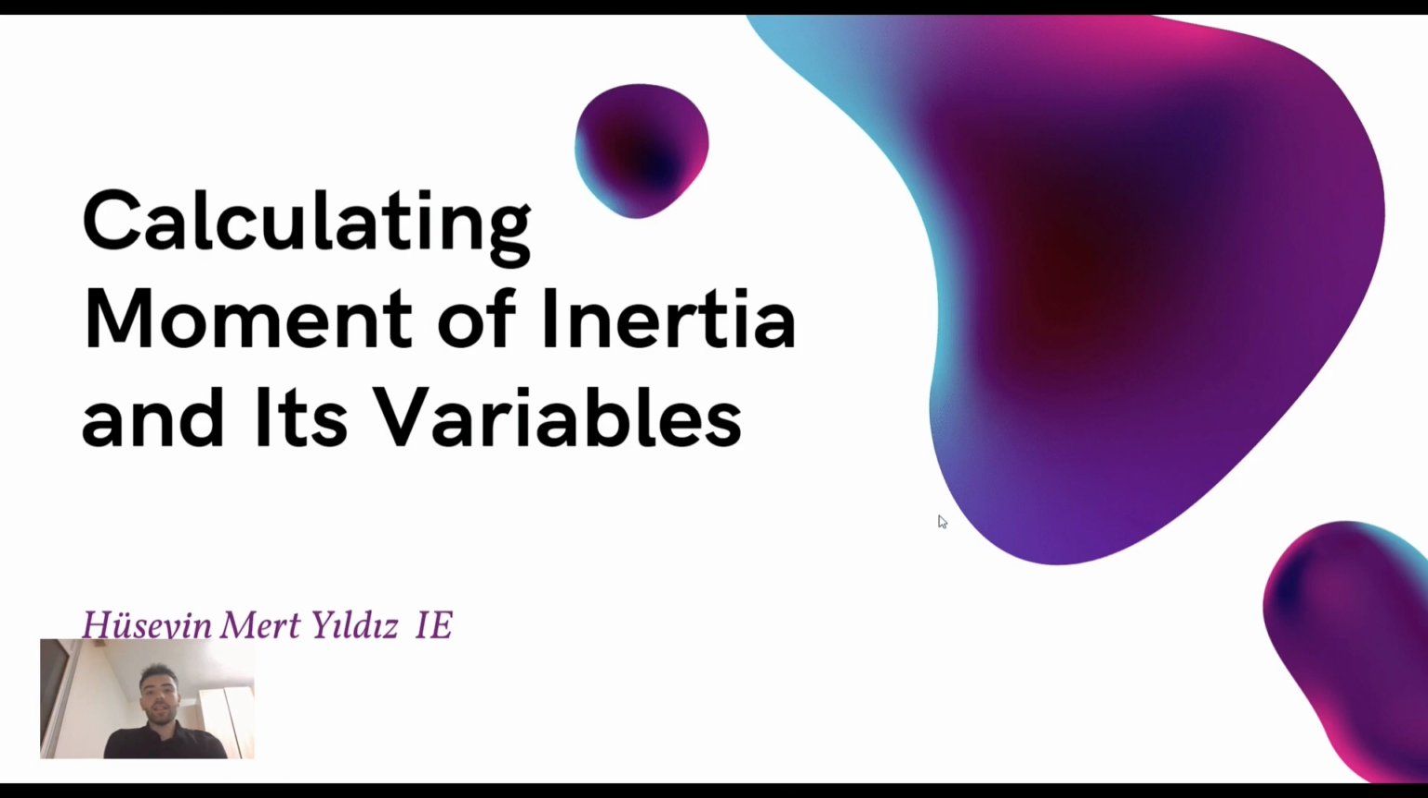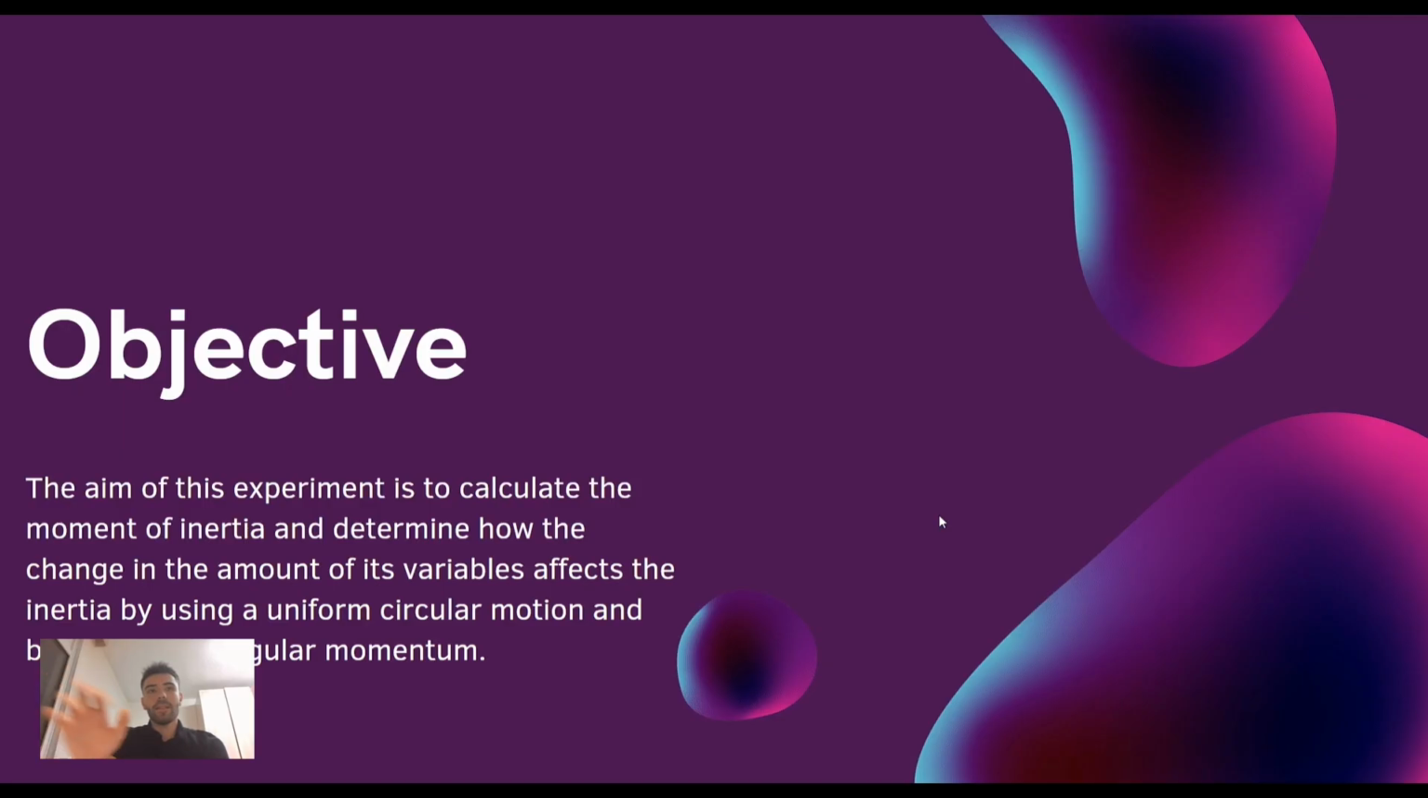I am an industrial engineering student and currently taking Physics 101, and this is my project, Moment of Inertia. The objective of this experiment is to calculate the moment of inertia and determine how the change in the amount of its variables affects the inertia. In this experiment, I am using a uniform circular motion system to calculate angular momentum, and by angular momentum I will be calculating moment of inertia.